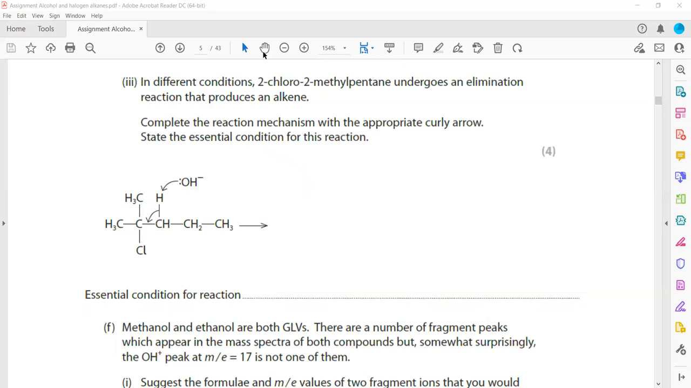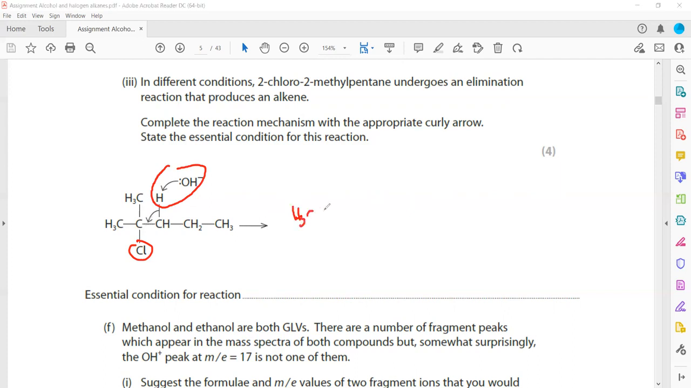So this H and OH will combine with each other, and the Cl will leave. So the product which is formed here, as an elimination reaction occurs: this H will be removed, so this carbon and the other carbon, which is with the halogen, can form a double bond with each other.